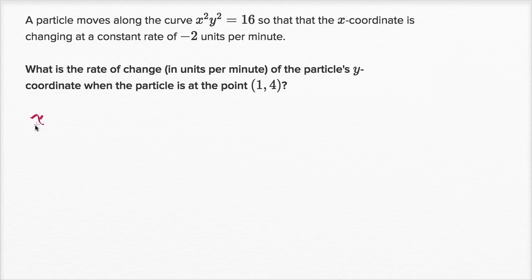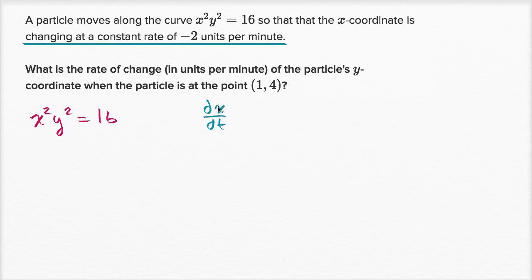So the curve is described by x squared y squared is equal to 16. They tell us that the x-coordinate is changing at a constant rate of -2 units per minute. So we could say that dx/dt, the rate of change of the x-coordinate with respect to time, is equal to -2, units being some unit of distance divided by minute, units per minute.